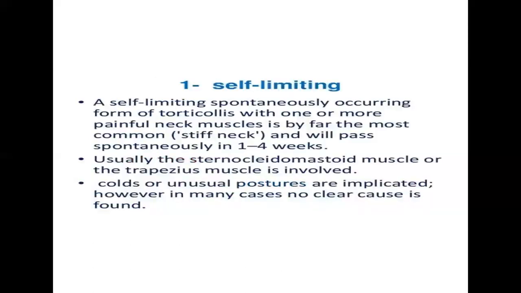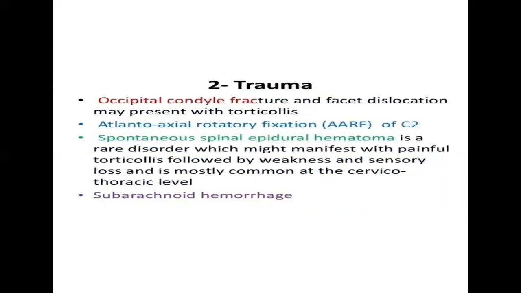For self-limiting, a spontaneously occurring form of torticollis with one or more painful neck muscles is by far the most common. Stiff neck will pass spontaneously in 1 to 4 weeks. Usually the sternocleidomastoid muscle or the trapezius muscle is involved. Colds or unusual postures are implicated. However, in many cases, no clear cause is found.